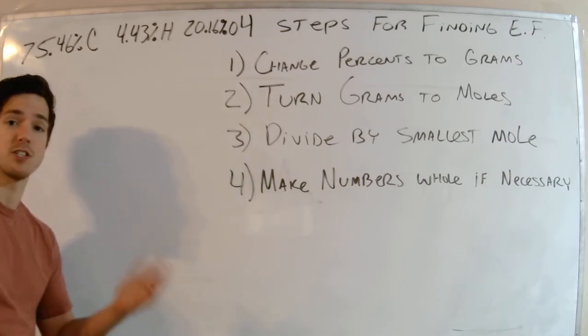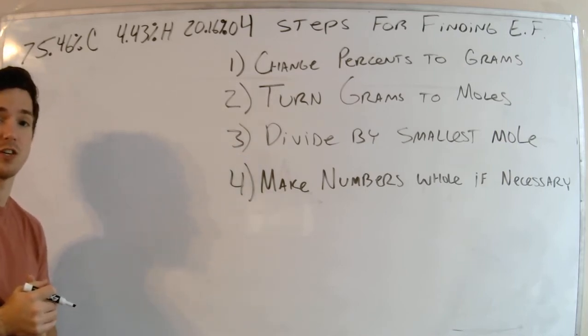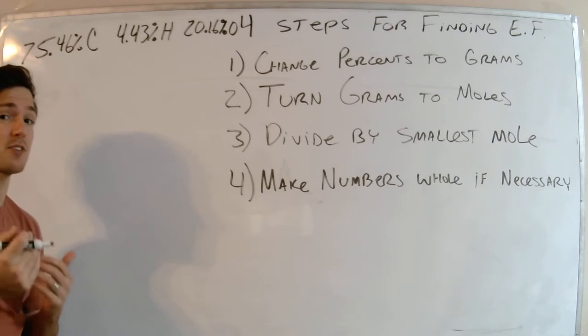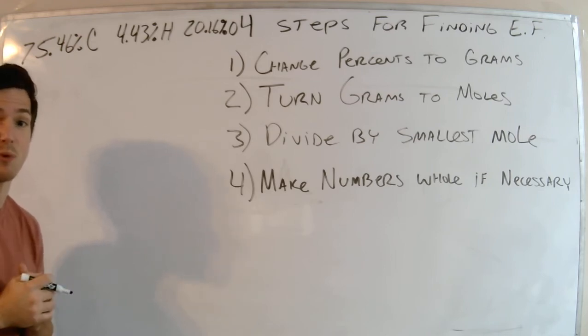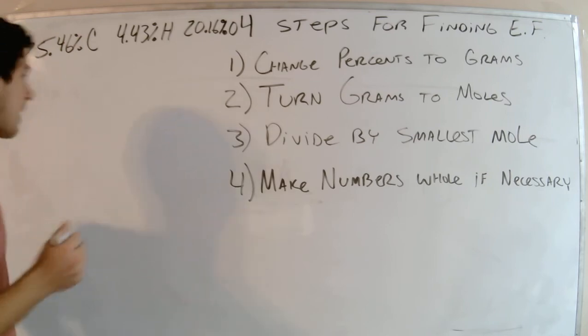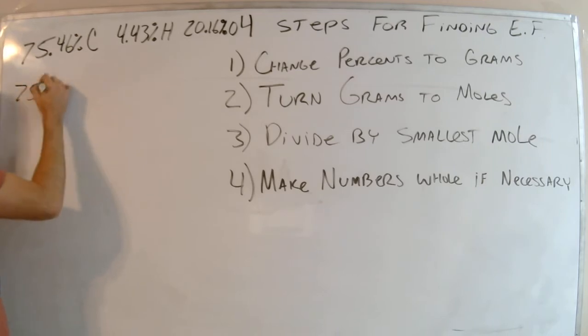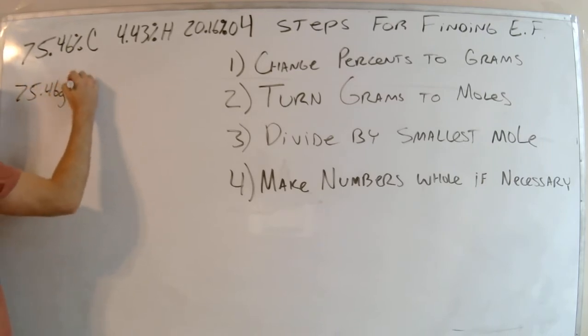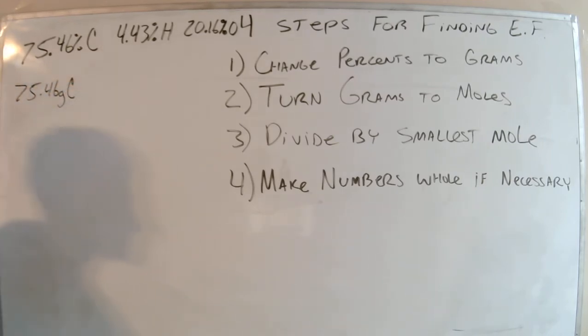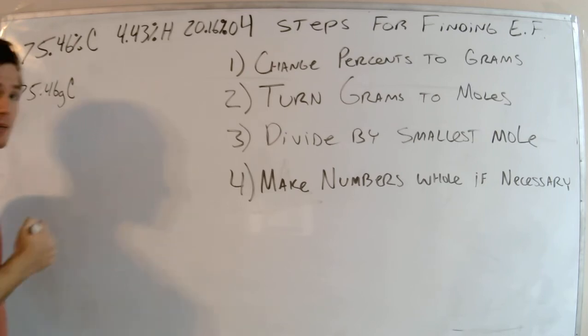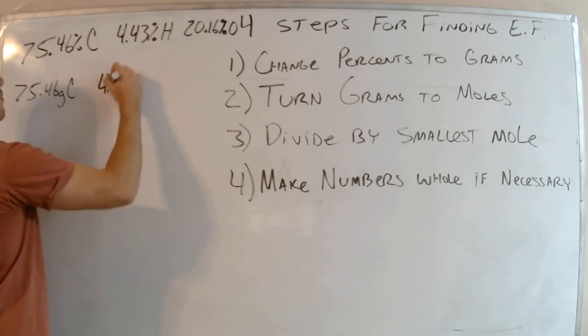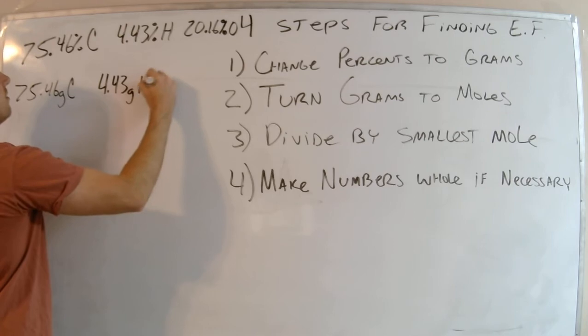So I have these percentages here that I've analyzed this compound in the lab, and what I want to do is I want to turn these percents into grams. So that's what I'm going to do. I'm just going to say, instead of having 75.46% carbon, I have 75.46 grams of carbon. Same with the hydrogen. I'm going to say that I have 4.43 grams of hydrogen.